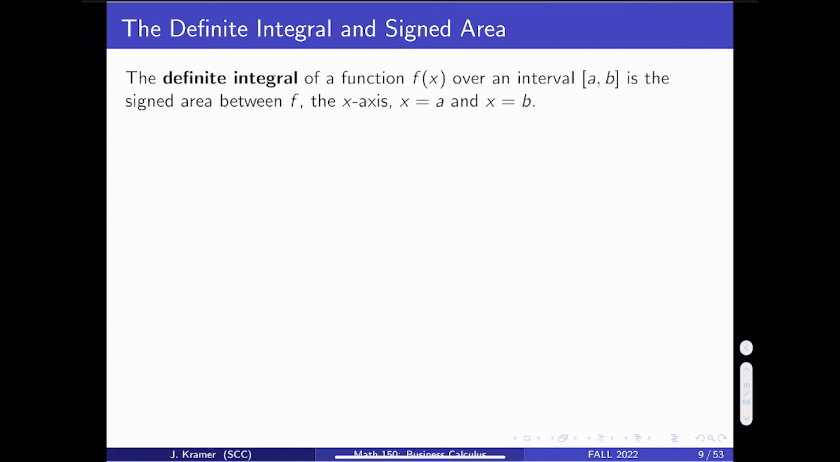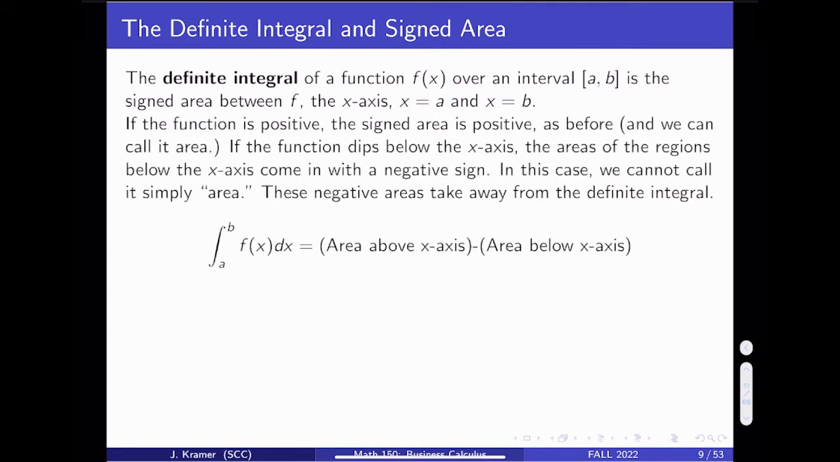The definite integral of a function over an interval from a to b is the signed area between f, the x-axis, and the vertical lines x equals a and x equals b. If the function is positive, which means that it's above the x-axis, the signed area is positive. That's the area that's bounded between the curve and the x-axis as before, and we can call it area. If the function dips below the x-axis, the areas of the regions below the x-axis come in with a negative sign. That's because the function values are negative.